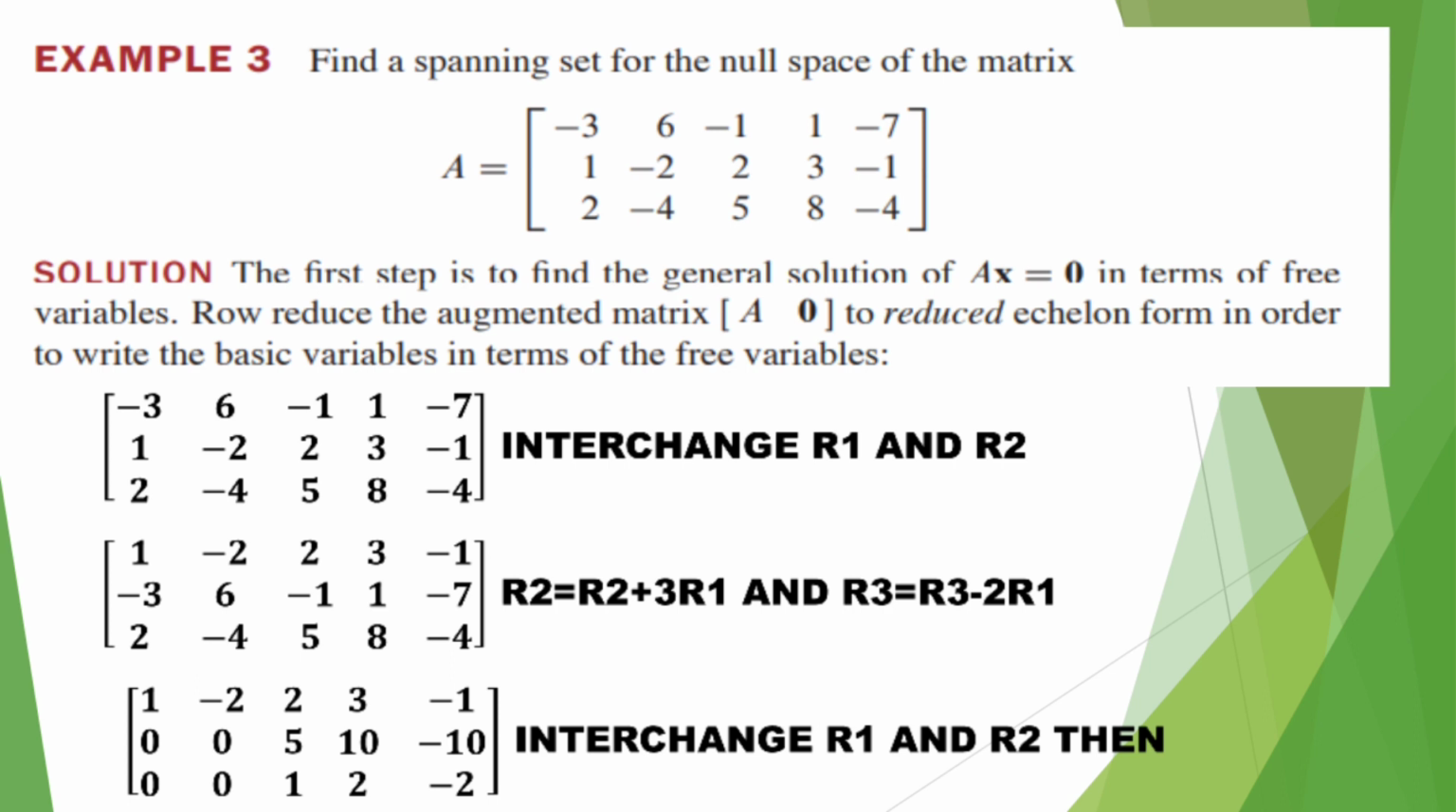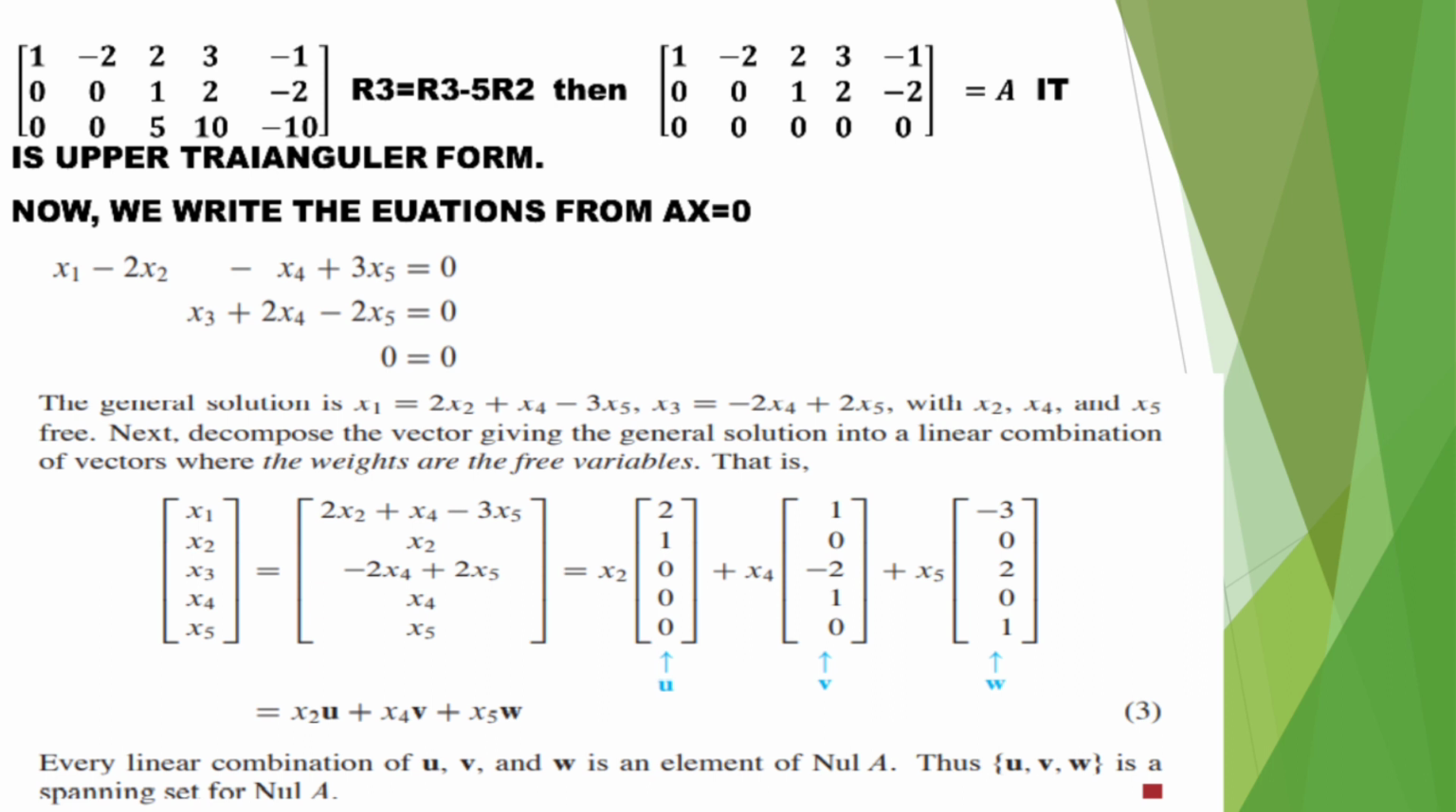Next we want the second row, second element. The second row, second element is 0 there. So we want the third row, third element, so here we interchange the rows. Then the second row, third element is 1. By using this one we make the elements below zeros. Then we obtain the matrix here.